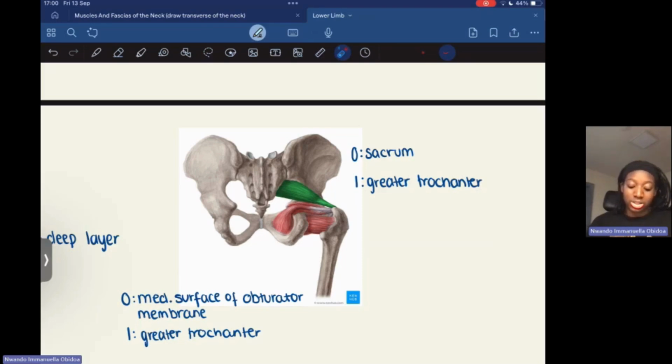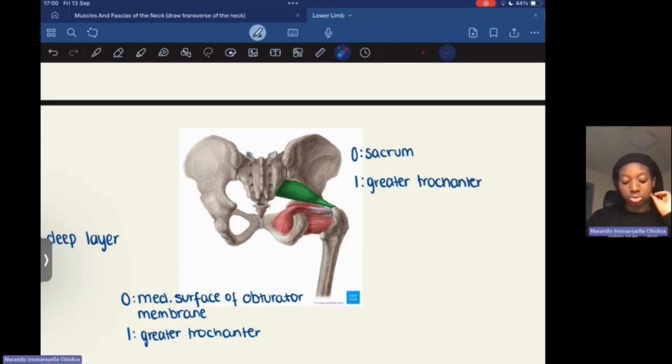This is your gemellus inferior. This is ischial tuberosity to the greater trochanter. And then this is quadratus femoris, ischial tuberosity to the intertrochanteric crest. And all these muscles are innervated directly from the sacral plexus, and they function in rotating the hip, so external rotation of the hip.